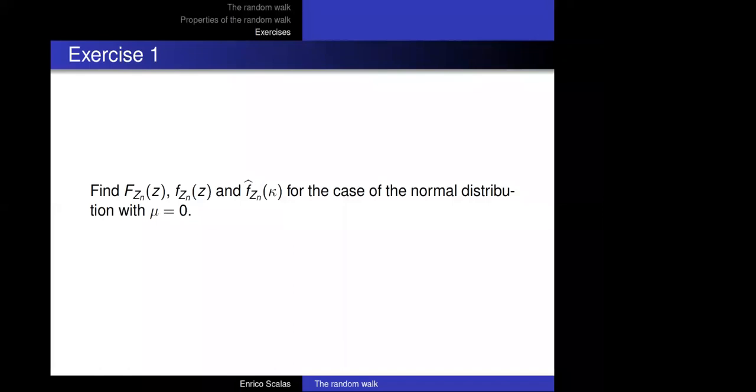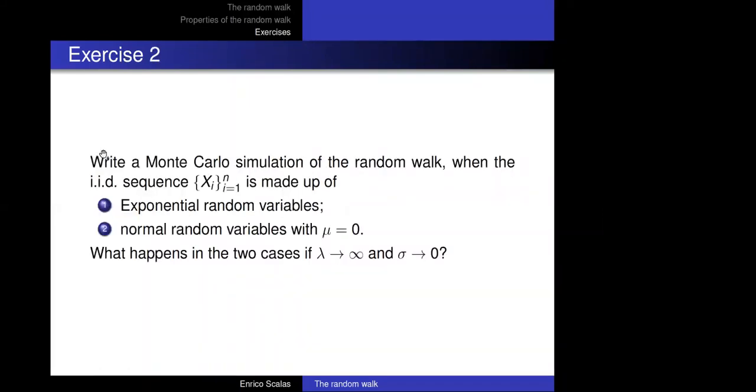And this is not simulation, but now we already did it in the lecture, but you could try to write a Monte Carlo simulation of the random walk using exponential random variables. We have already solved this, but you can try to modify what we have done by studying the normal random variables with mu equal to 0. And it is interesting to see what happens in case 1 when lambda goes to infinity, and in case 2 when sigma goes to 0.